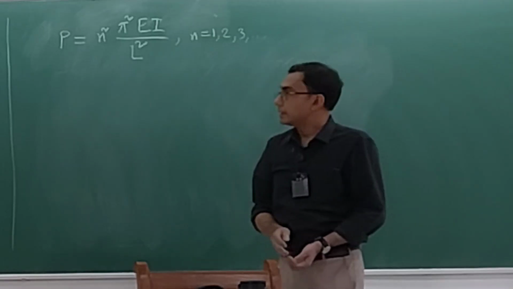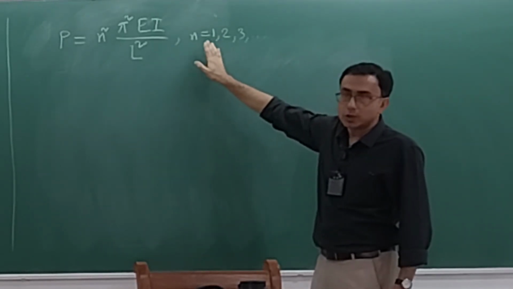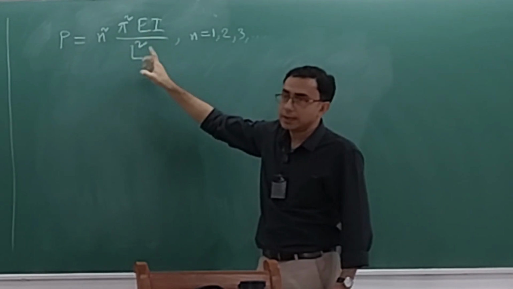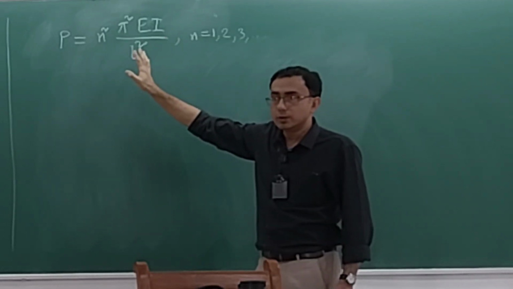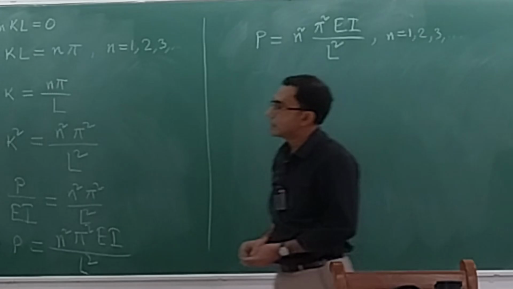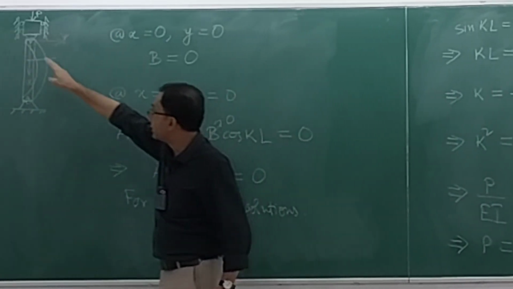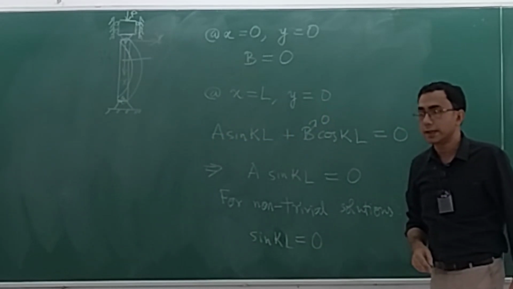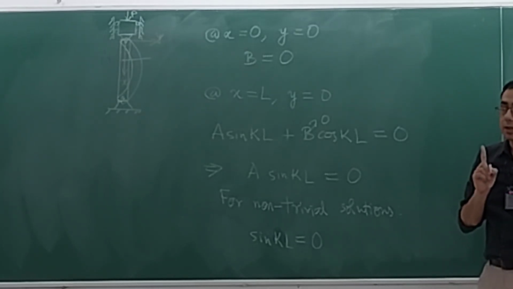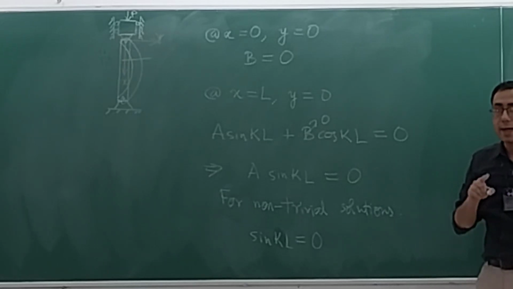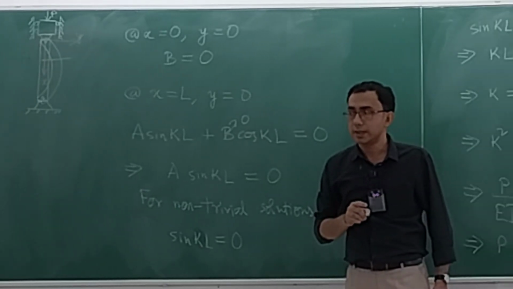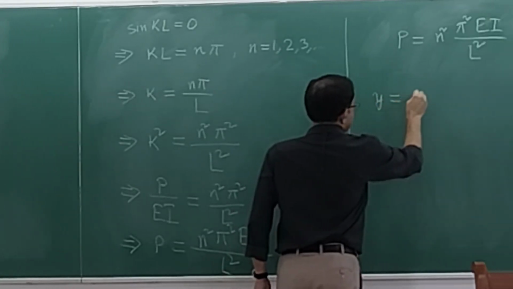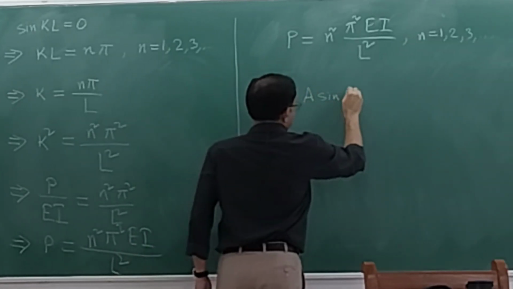So it is telling us that suppose you take n is equal to 1, then P will have a certain value, which will be equal to pi square EI by L square. For that particular value, I am going to get a stable solution which will be deflected like this. Let us not forget what our original solution was. It was y is equal to a sine kx plus b cos kx, where b is equal to 0. So this thing is a sine kx.